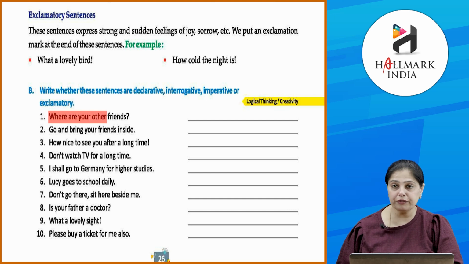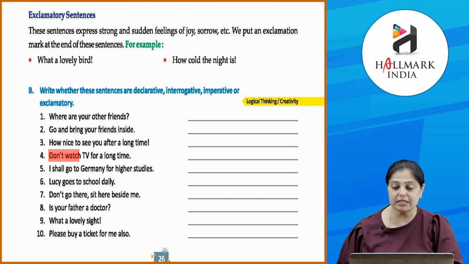Where are your other friends? So this is interrogative. It's ending with a question mark. Go and bring your friends inside. So this is like you're giving a command. Okay, go and bring your friends inside. This is an imperative sentence. How nice to see you after a long time. So this is exclamatory sentence.